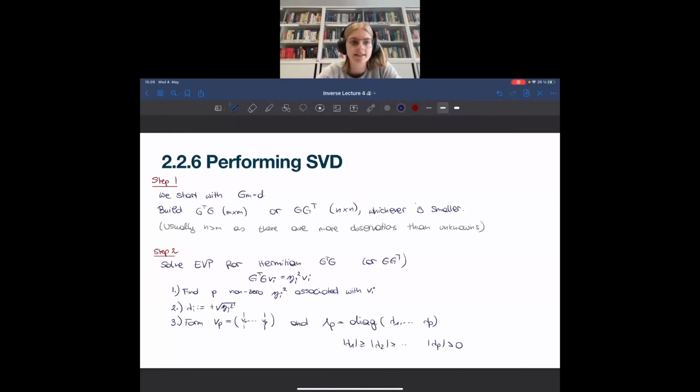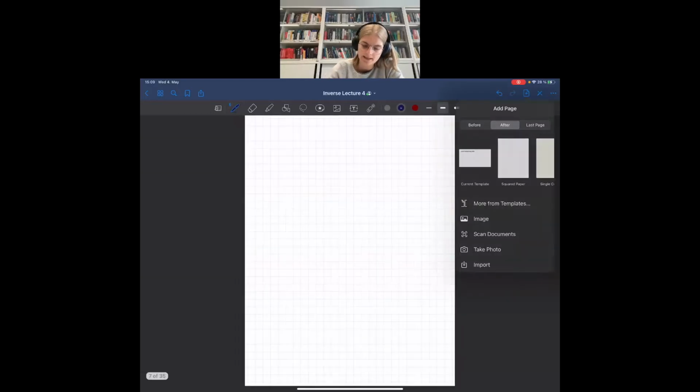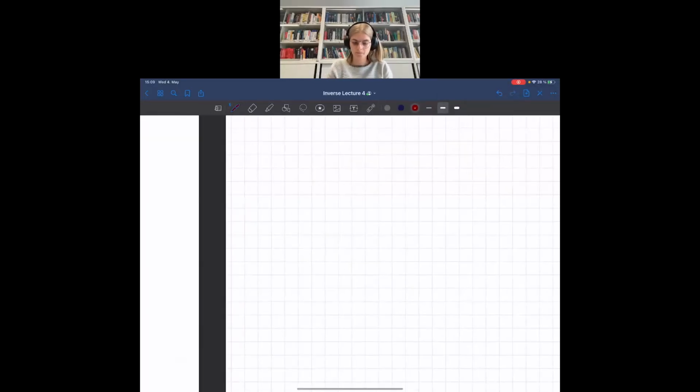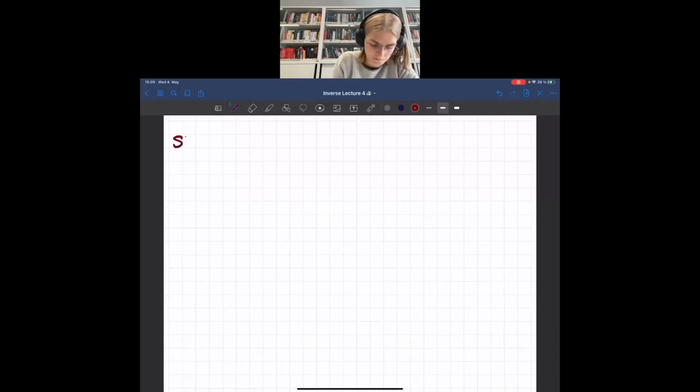Okay, I give you a second to look at it before we go to the next page. Let's continue with step 3. We use one part of the shifted eigenvalue problem we had last week. So we use G Vi equal to lambda i ui to actually find ui.